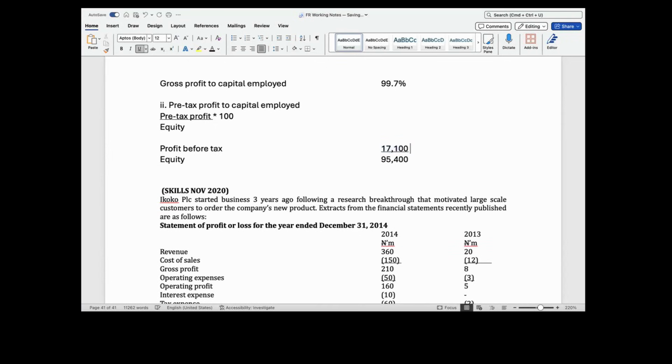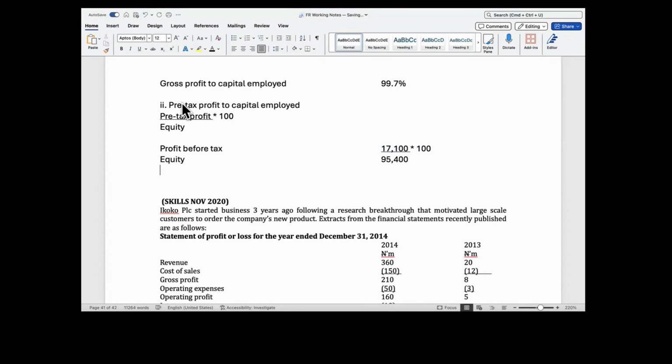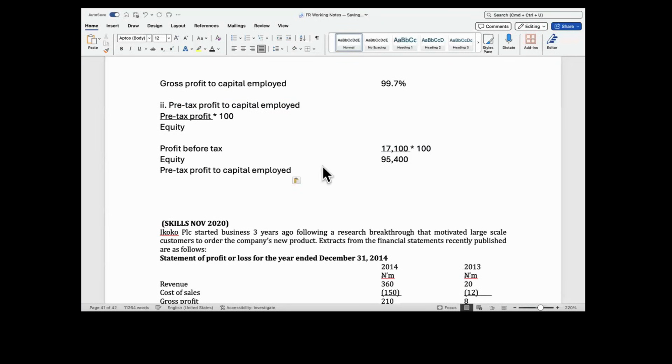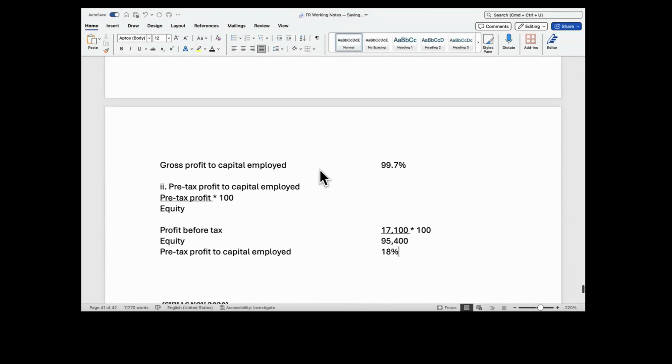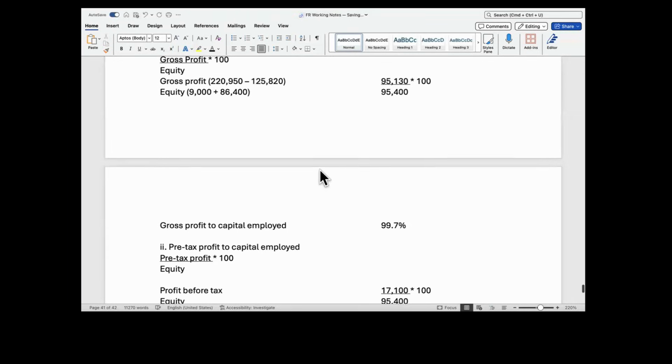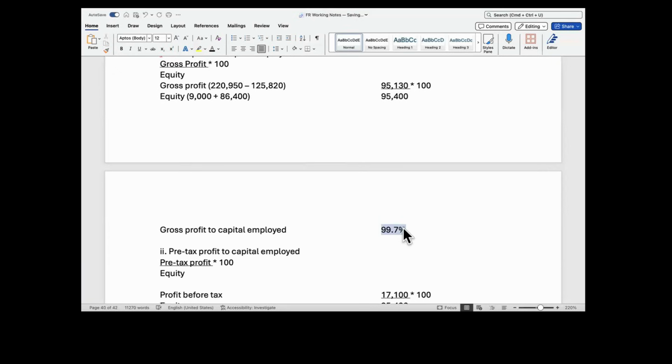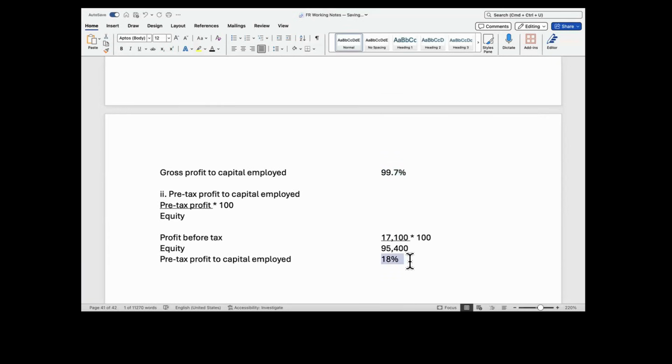Times 100. So what's my pre-tax profit to capital employed? What do you have? 18%. 10%. Wow, what a decline. Can you imagine? Gross profit to capital employed was 99.7. This one came down to this. Anyway, let's leave that. When we are analyzing, we'll talk about that.